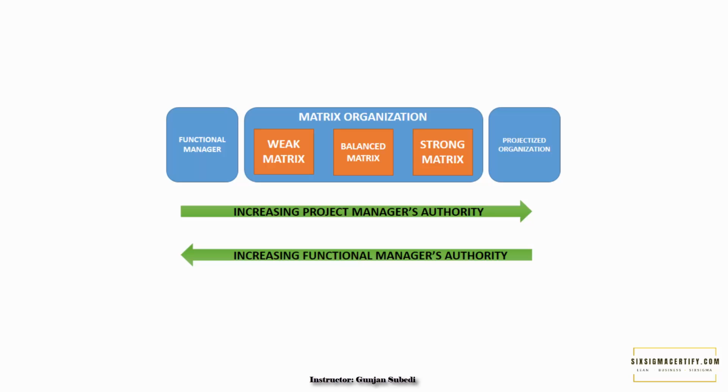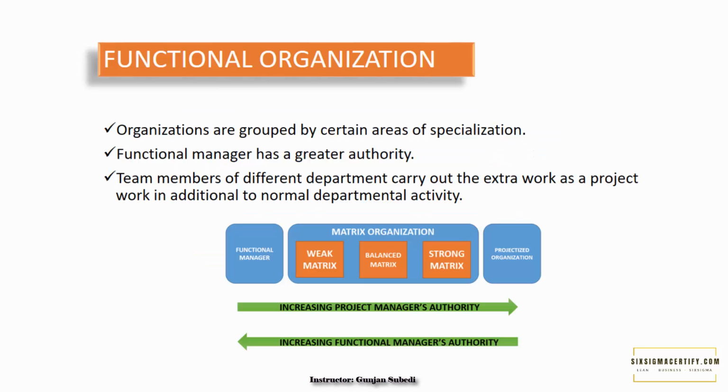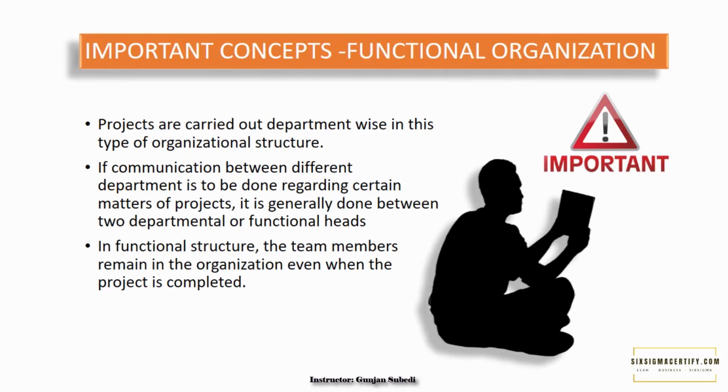Let's study this organizational structure in brief over the next couple of slides. In a functional organizational structure, the organizations are grouped by certain areas of specialization. In such an organization, the functional manager has greater authority. Here, the team members of the different departments carry out the extra work as project work in addition to normal departmental activity. Some features important for the exam.